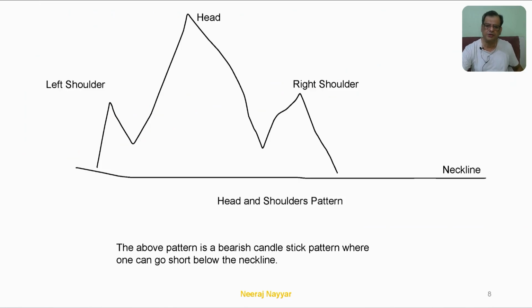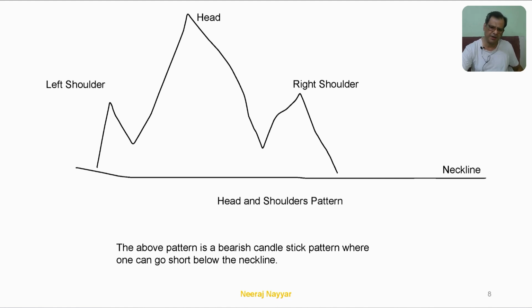Now we have the head and shoulders pattern. The patterns that I've shown here are basically popular patterns in the market. So this is the left shoulder. This is like a human head. The right shoulder, and here there is the neckline. So this is basically a bearish pattern, and you can short when the price breaks through the neckline, or on a retest of the neckline after the breakthrough.